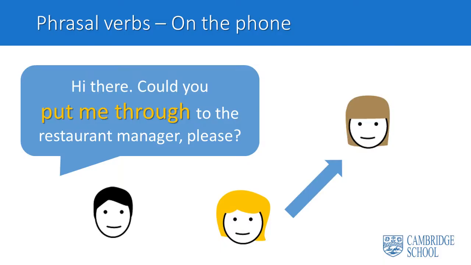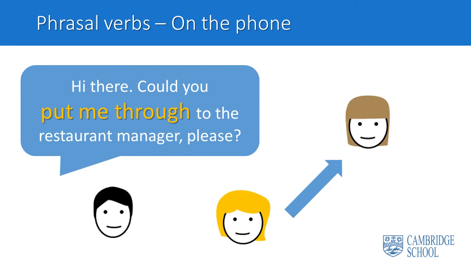Well, yesterday, I had a delicious meal in a restaurant. But this morning, I was looking for my umbrella and I couldn't find it. And I thought, maybe I left my umbrella in the restaurant and maybe it was still there. So I phoned the restaurant and I spoke to a waitress and I asked her a question. And here is the question I asked the waitress. Could you put me through to the restaurant manager, please?